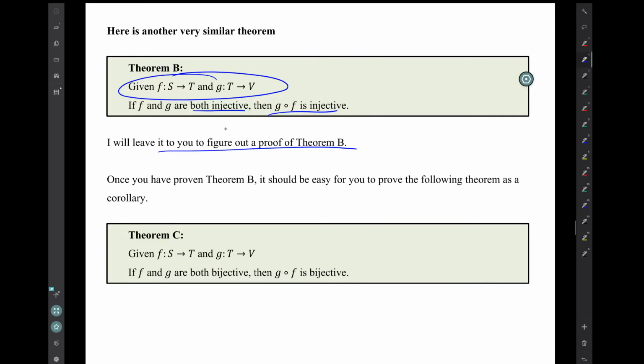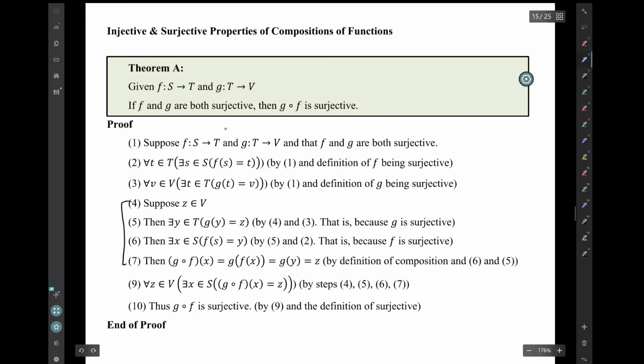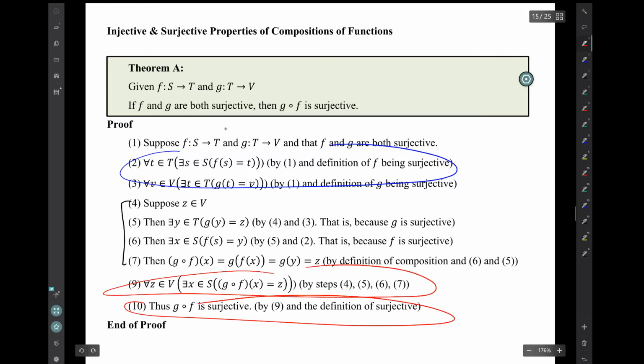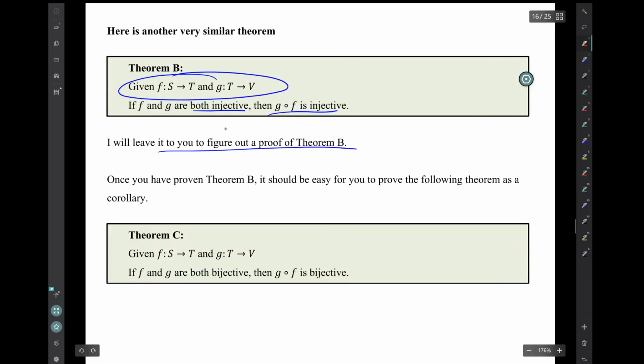You have to set up a direct proof, as we did in the previous problem, and unpack the defined terms, if there are any, at the beginning of the frame of the proof, and at the end of the proof, if there are any defined terms, you have to precede them with statements expressing what those terms really mean. So that same approach will work for this proof of theorem B.